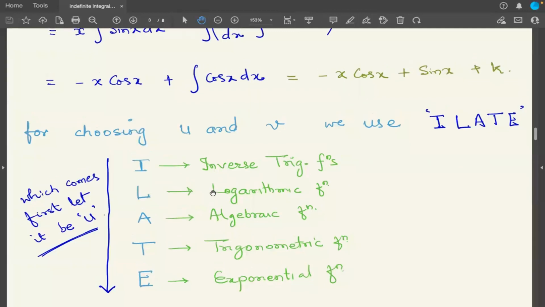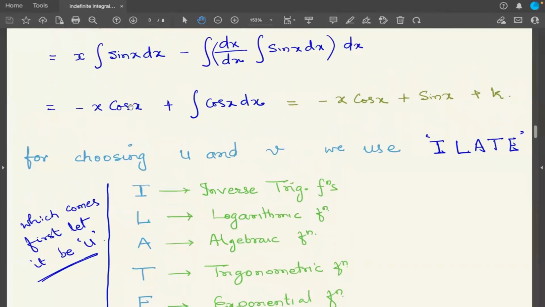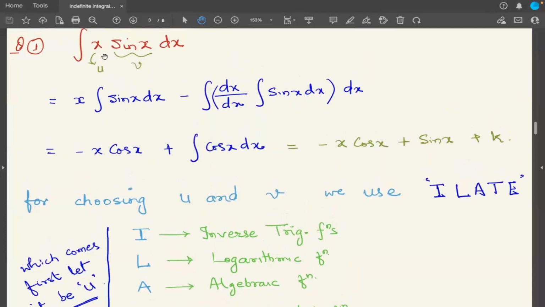Like in the above question, we have two functions. X is our algebraic function and sin x is our trigonometric function. So we have, let me write here to explain this. Right. So we have two functions. We have here an algebraic function and we have here a trigonometric function.